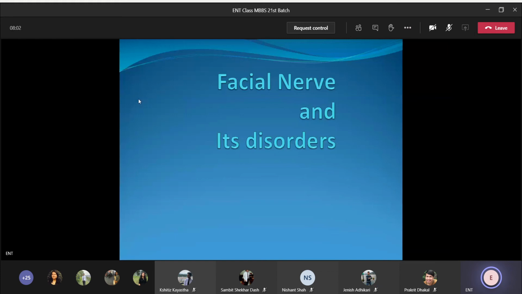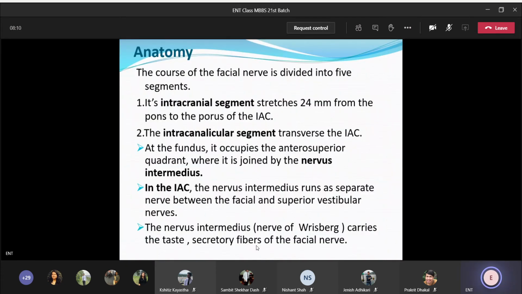Nerve and its disorder. Okay, facial nerve. The anatomy in short: the course of the facial nerve is divided into 5 segments. One is intracranial, other is intracanalicular. Some say it is three segments: intracranial, intratemporal and extratemporal. But it is divided into 5 segments.